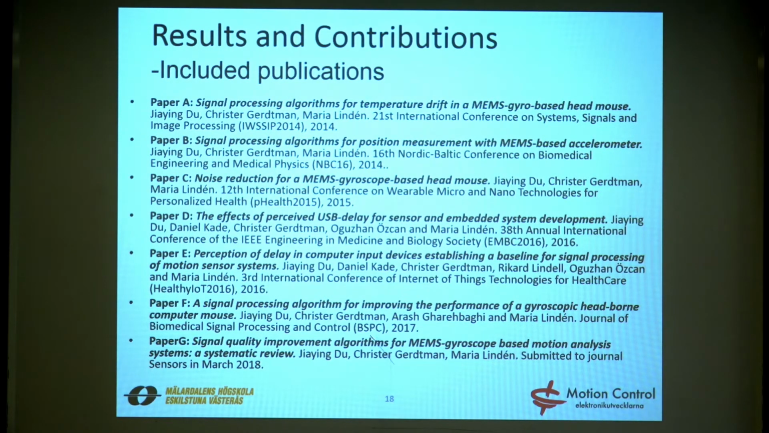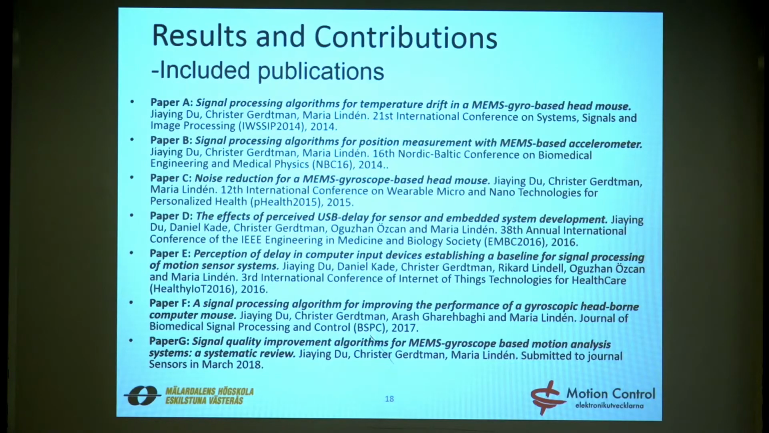These are the included publications in the thesis. Paper A is focused on temperature drift reduction, and paper B is for the position measurement with MEMS accelerometers. Paper C is noise reduction for MEMS gyroscope-based system. And paper D and E are about user perception of the delay.